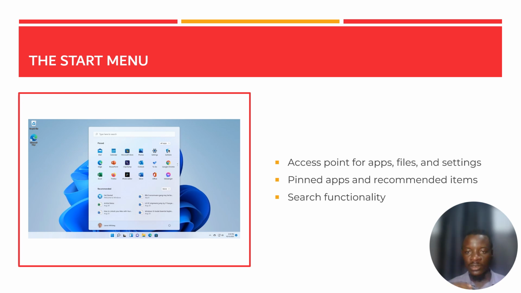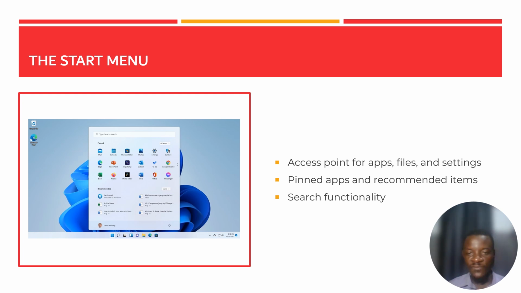So you can do these things. You can access apps from your start menu. You can access files and your settings. You can also pin apps or recommended items. If there are items that you have worked on or opened recently, they're on your start menu. You can have some recommendations of items that your system will be recommending, and also search functionality. So if you want to look for files, whether applications, files, music, video, or pictures, you can use it.